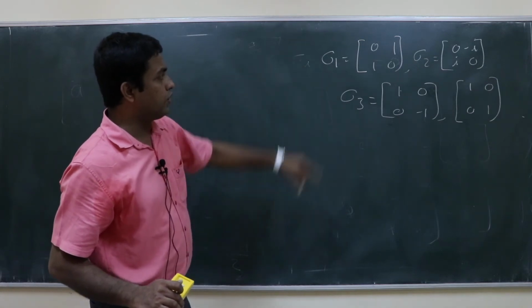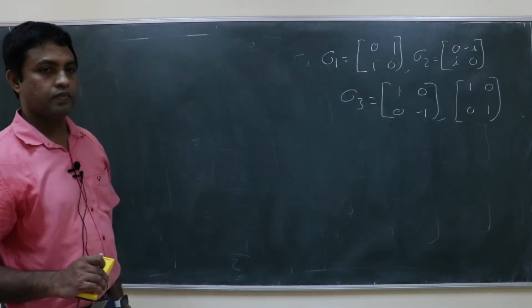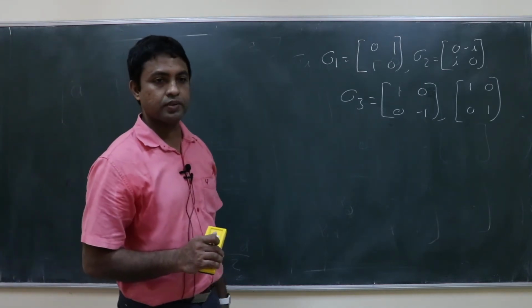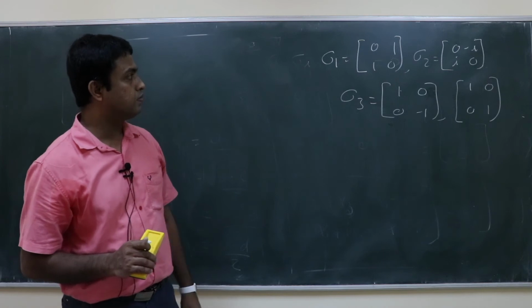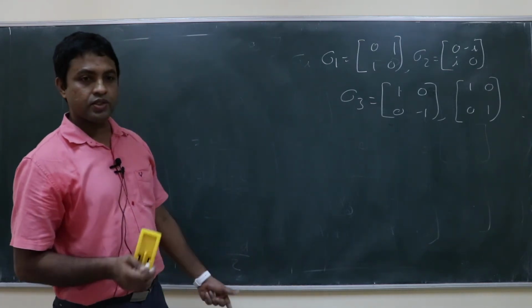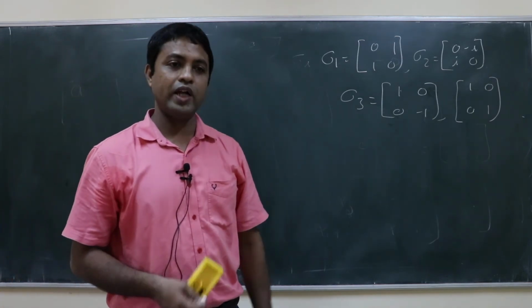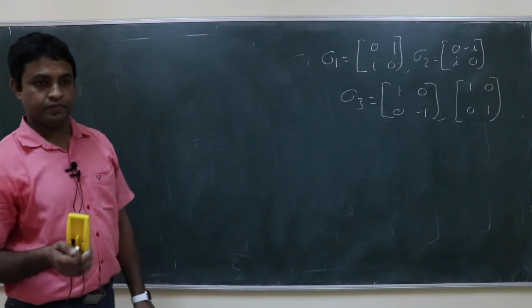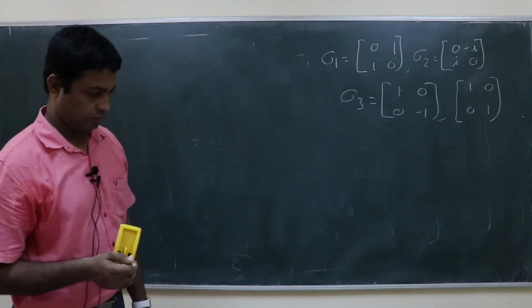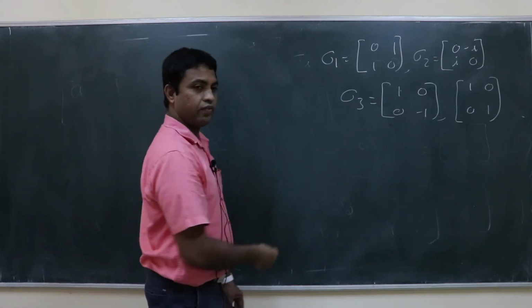What is the determinant of each of these matrices? The determinant is minus 1. So the trace is 0 and the determinant is minus 1 for these 2 by 2 matrices. So what should the eigenvalues be? They will be plus or minus 1, because the trace is the sum of the eigenvalues.